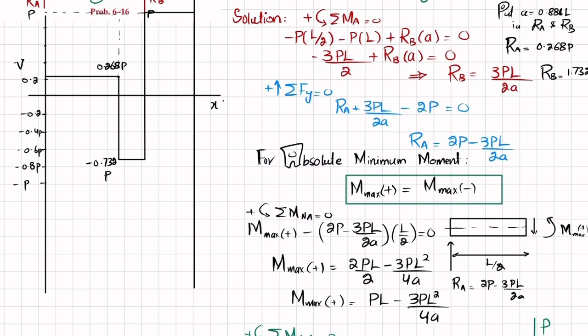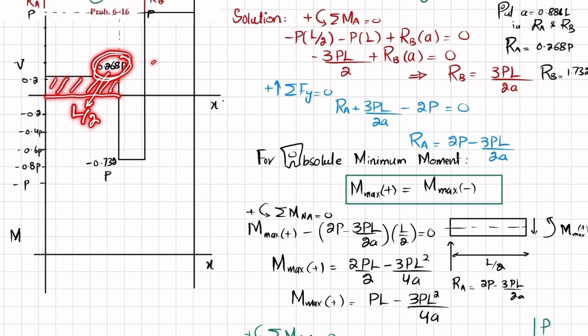Now we will draw the bending moment diagram. For that I will draw a horizontal line to show the X, and here we will have the moment. So first, the area under the shear force diagram will give you the moment. So this is the height and the length is L by 2. So 0.268 multiplied by L by 2 will give you the moment, and that will be 0.134 P into L. Clear?